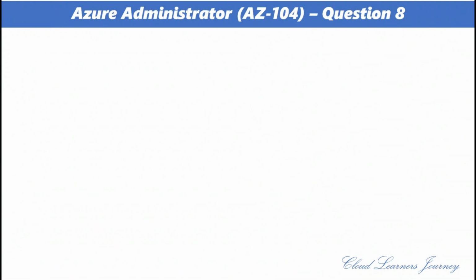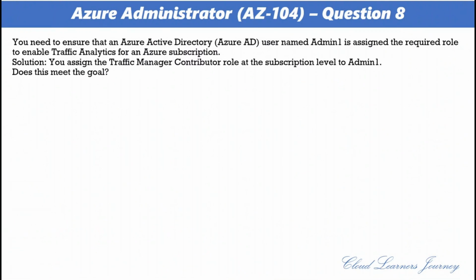Next, question number 8. You need to ensure that an Azure Active Directory user named admin1 is assigned the required role to enable traffic analytics for an Azure subscription. Here the solution is, you assign the Traffic Manager Contributor role at the subscription level to admin1. Does this meet the goal? And the options are A. Yes, B. No. And the correct answer is B. No. Your account must have any one of the Azure roles at the subscription scope. They are Owner, Contributor, Reader, or Network Contributor.